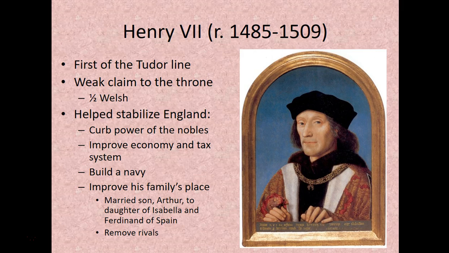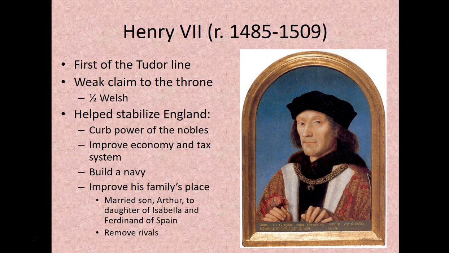Catherine of Aragon is the daughter of Isabella and Ferdinand of Spain. Remember, the ones who unified Spain in 1492, who would send off Columbus that year too. Their daughter, Catherine of Aragon, is married to Arthur, the son of Henry VII. Both Arthur and Catherine at this time are children, so they're not going to consummate the marriage right away because they're children.